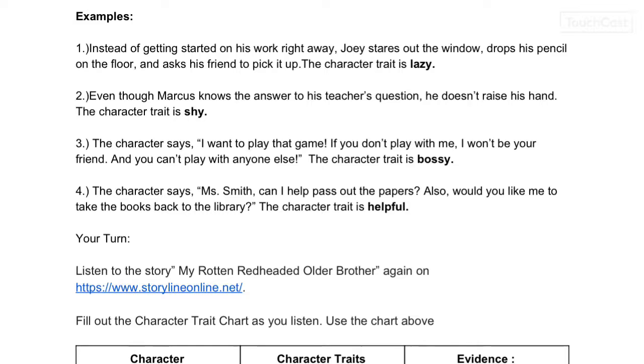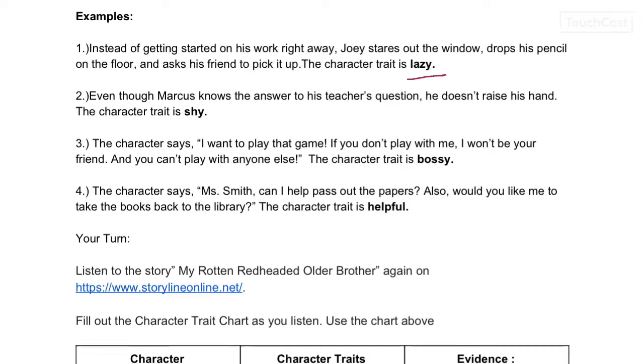All right, here are some examples we're going to go over. I'm going to describe a little situation to you. I'm not giving you lots of information, but we're going to talk about the character traits. Number one: instead of getting started on his work right away, Joey stares out the window, drops his pencil on the floor, and asks his friend to pick it up. I'm saying this character is lazy.